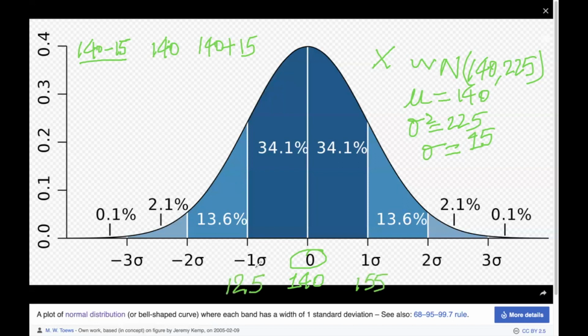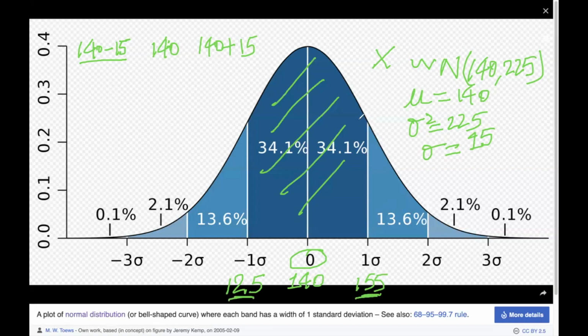Fine. So by looking at this, I can quickly tell you that 68.2% have a height between 125 and 155, because this is 34.1% and this is 34.1%. Combining this gives me 68%. So 68.2% human beings have a height between 125 and 155.